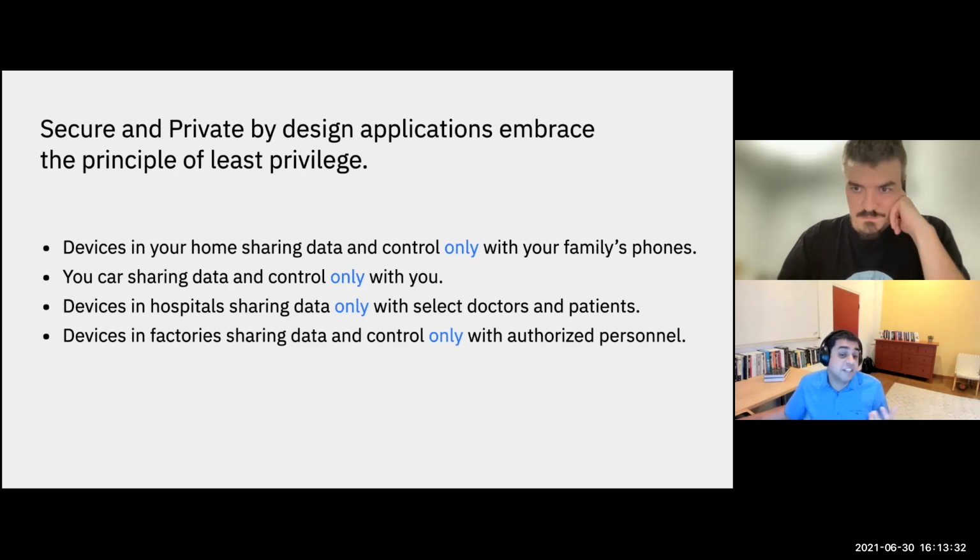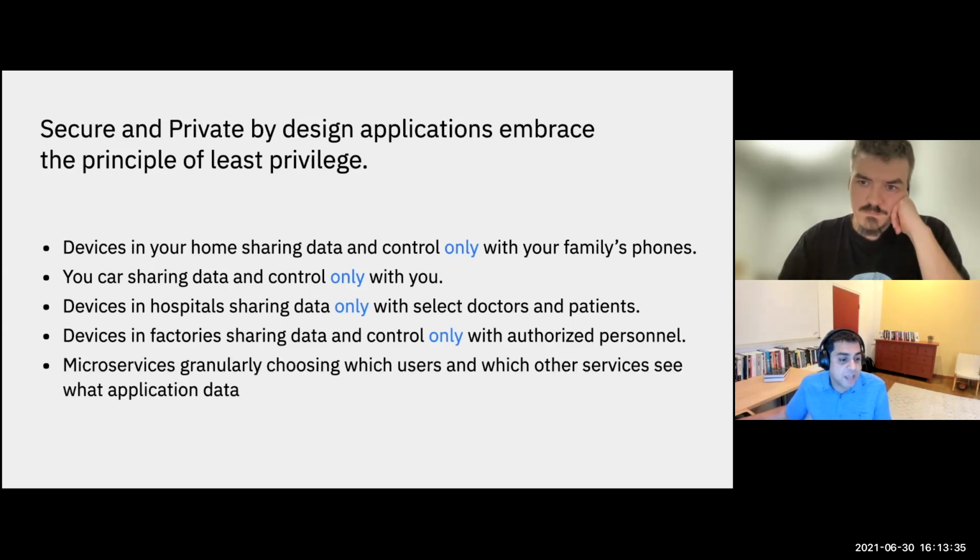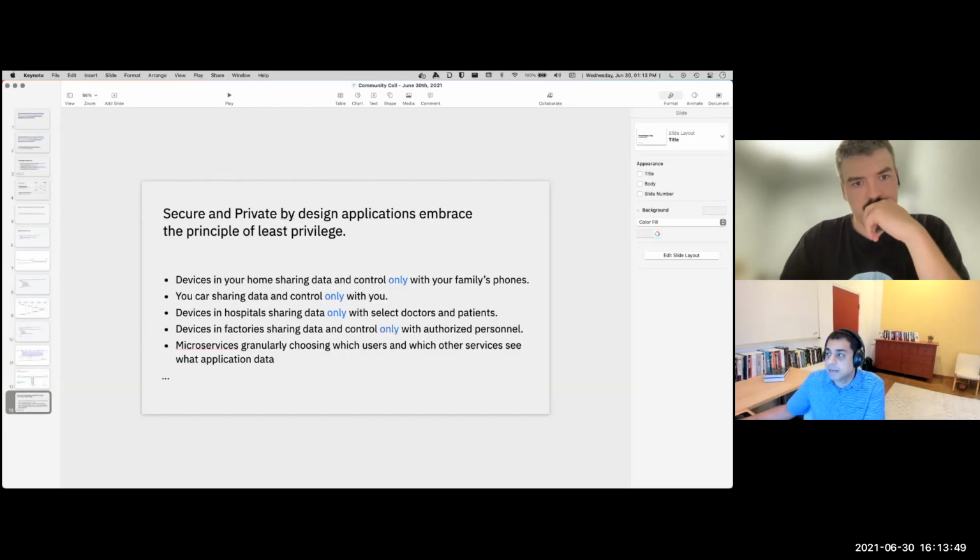Devices in factories sharing data and control only with authorized personnel. Microservices granularly choosing which users and which other services see what application data. That's what you could build with these sorts of basic primitives in hand. And with this, I will hand over to Daniil to show you how we can do this with Ockam Streams and Kafka.